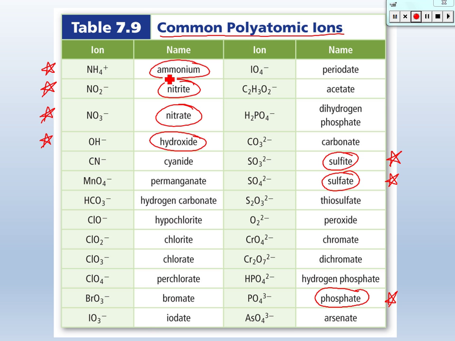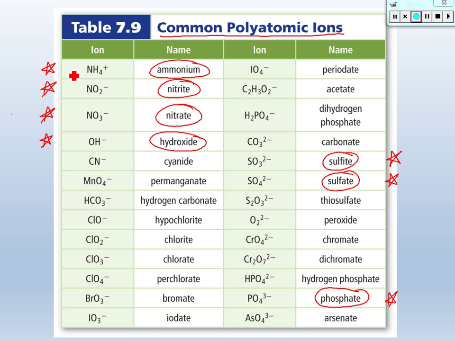Before we move on, what do you notice about all of the charges here? Are they mostly cations or are they mostly anions? Almost all of them are anions, which means they have a negative charge. What's the only one with the positive charge? Ammonium is the only one with the positive charge. So this is the only common polyatomic cation.